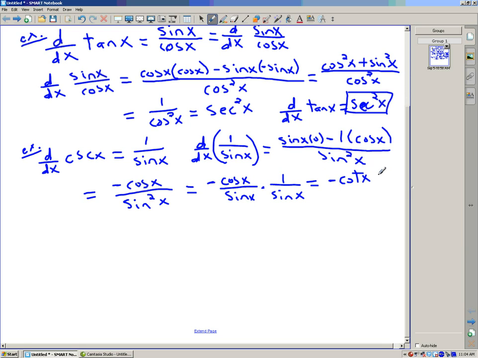Now in your book, it's going to flip these things, I guess because of alphabetical order. In the book it's going to write cosecant first and then cotangent. And if we're multiplying, of course, it doesn't matter. So in most textbooks, you're going to see that the derivative of cosecant is negative cosecant x times cotangent x.